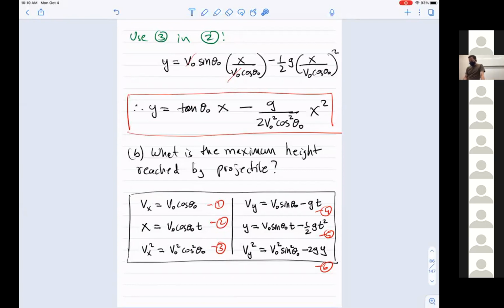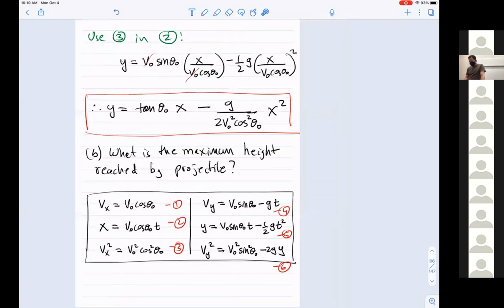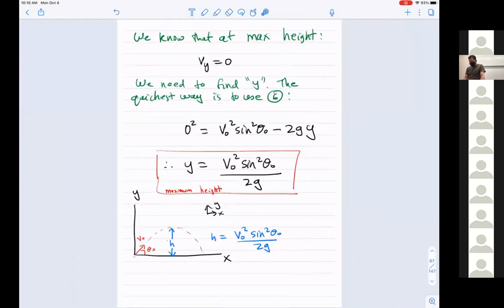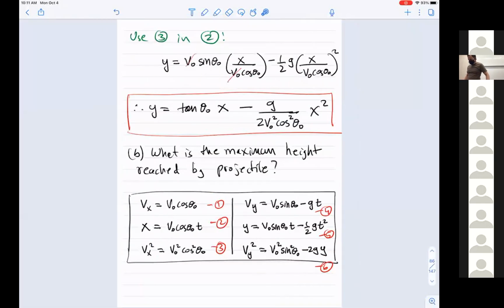The next question we looked at was, what is the maximum height reached by the projectile? So in terms of pictures, it's saying, what is this height right here when it is at its maximum value of y from above the ground? And again, we use these 6 equations here and see what we need to find.